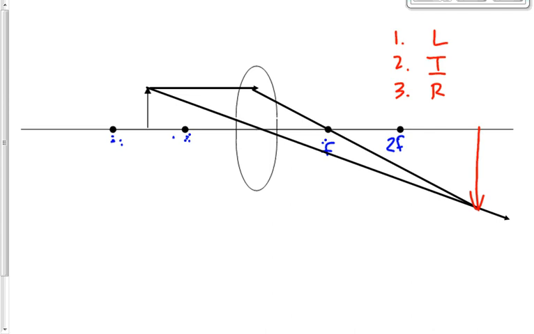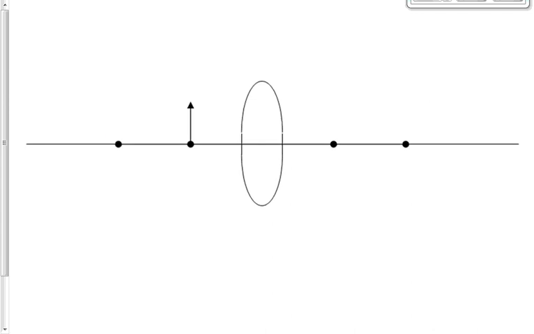How do we know that it's real? We can't see it being projected onto a screen right now, so how do we know that it's real? Solid lines intersect. Good. Let's draw our next ray diagram. Refresh your memory on this one. First ray is again going to go parallel down through the focal point. Second ray is going to go down through the optical center.